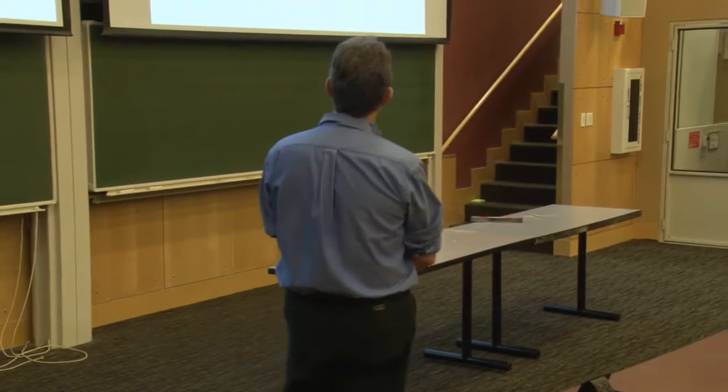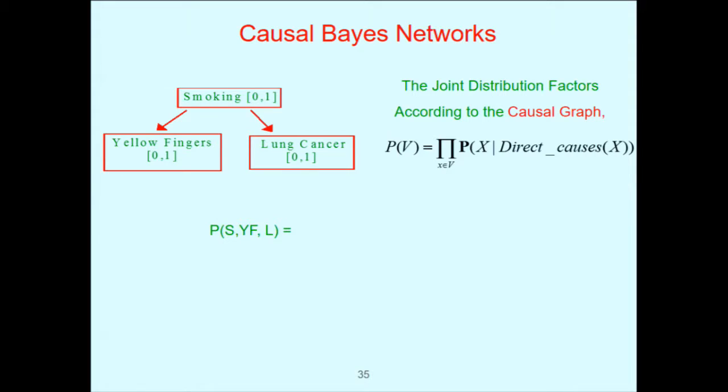Okay, so the first class of models are called Causal Bayes networks, and they're as old as the field, and the idea is to take a graph like this one, and in this case I've just made all the variables 0, 1 binary discrete variables, and I'm going to build the joint distribution over those three variables, which is notated as the probability of smoking, yellowed fingers, and lung cancer, by multiplying three factors, one for each variable in the graph, conditional upon what the graph says is the direct cause of that variable.